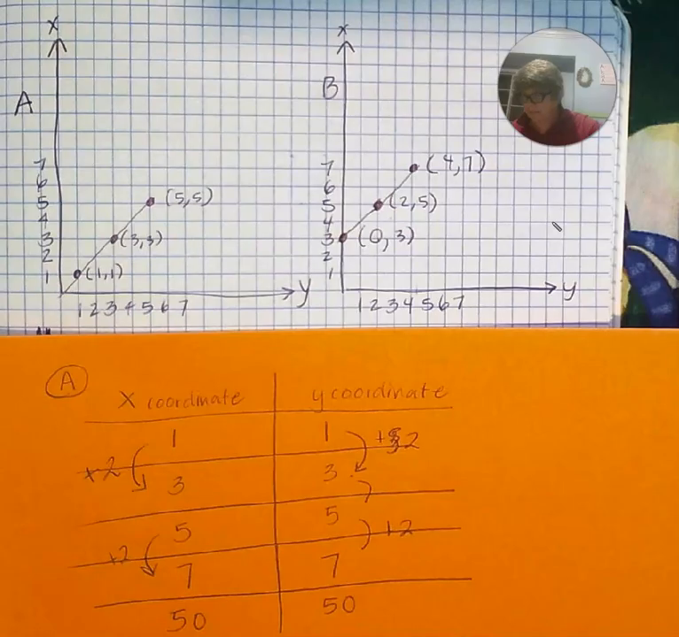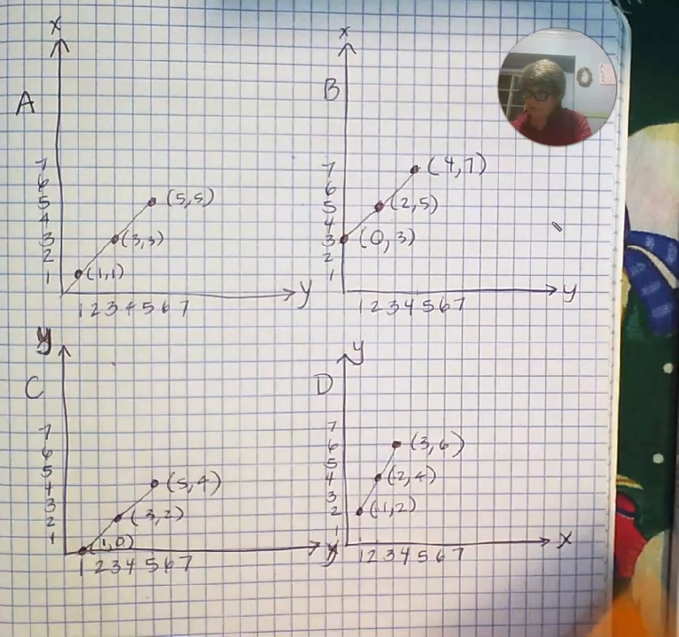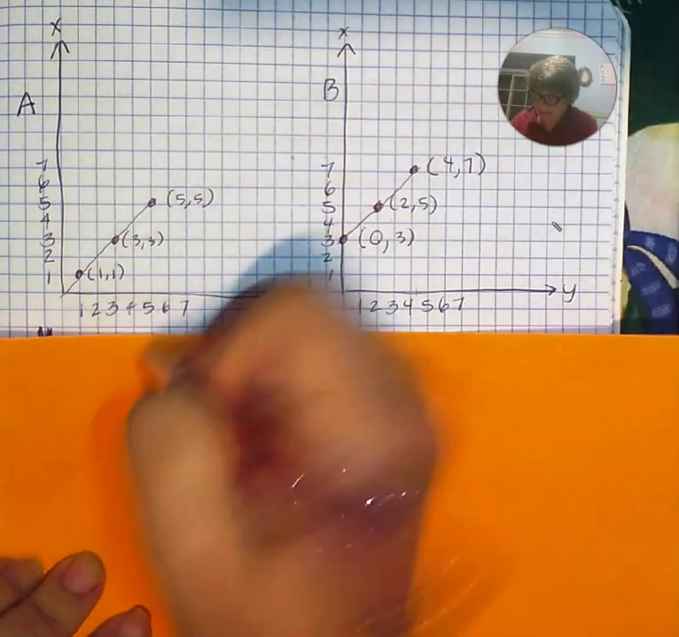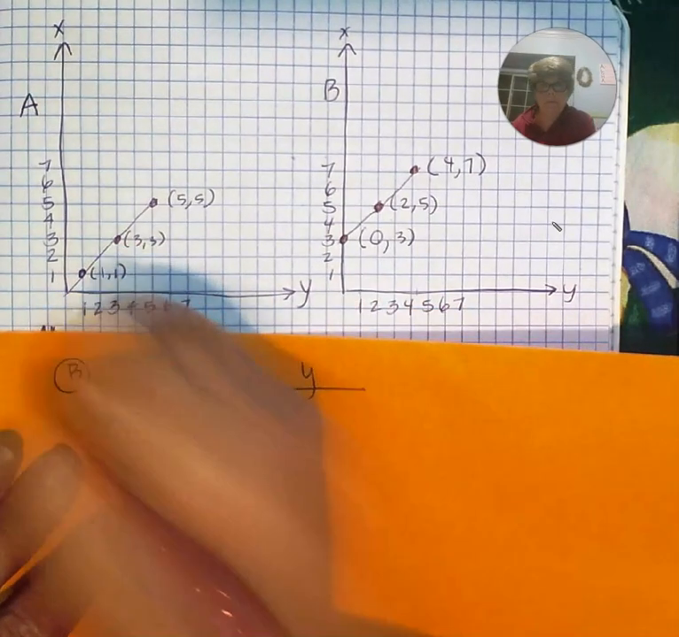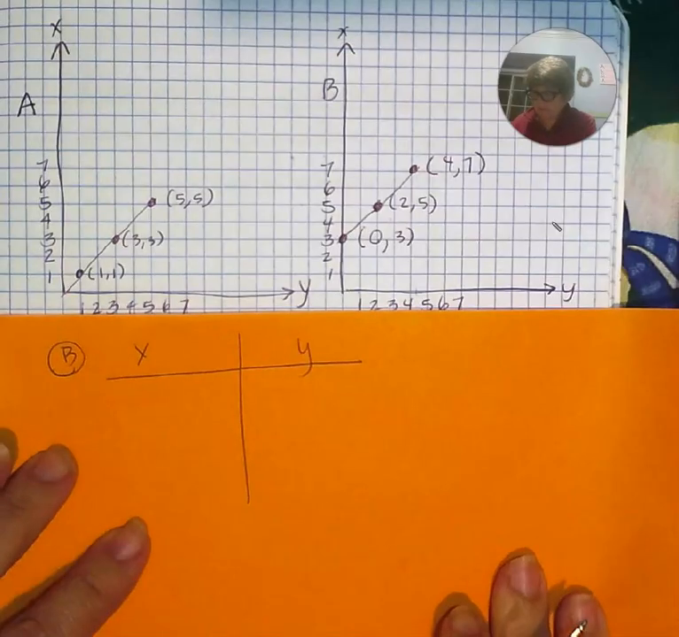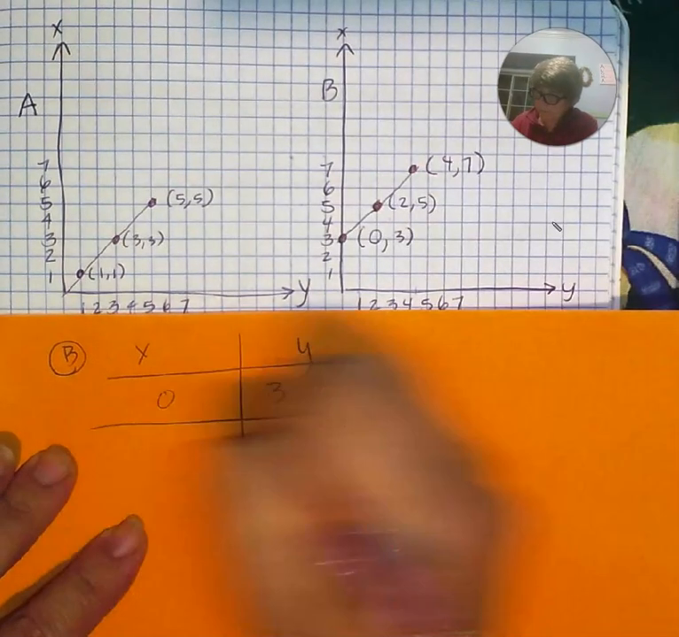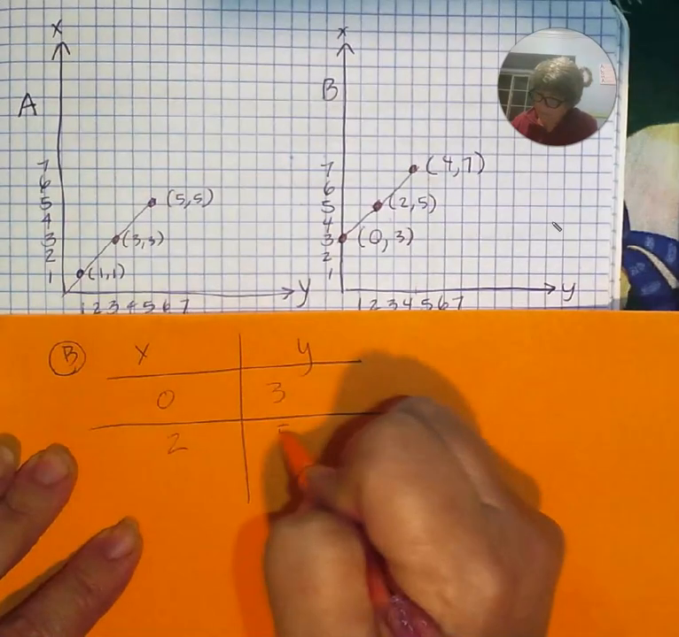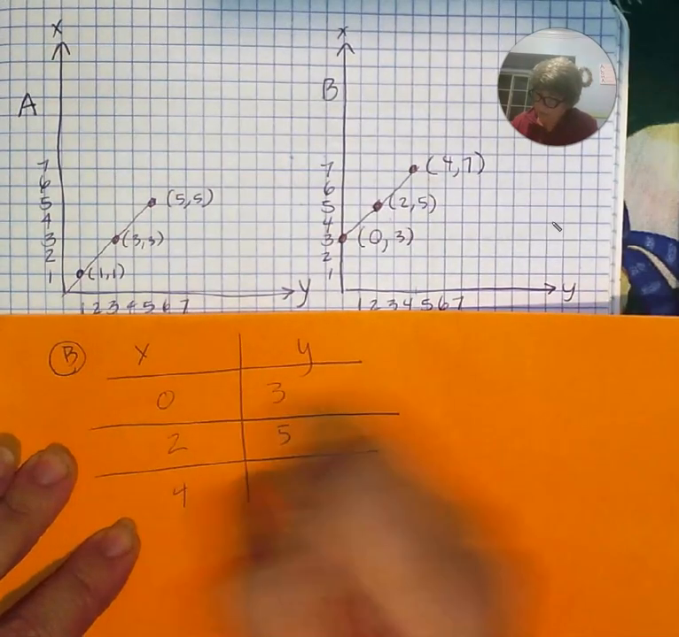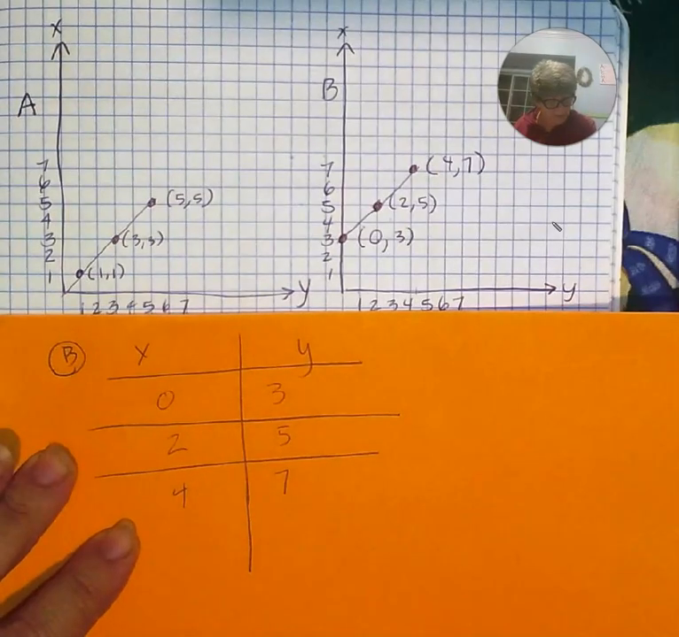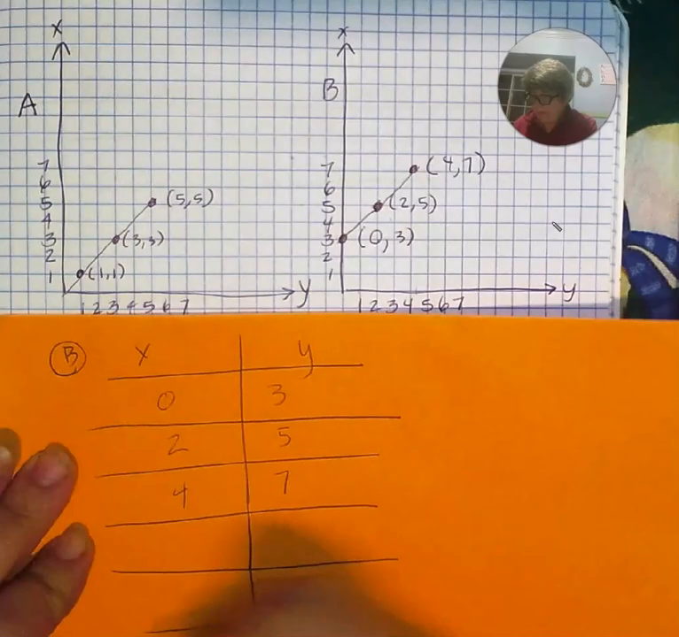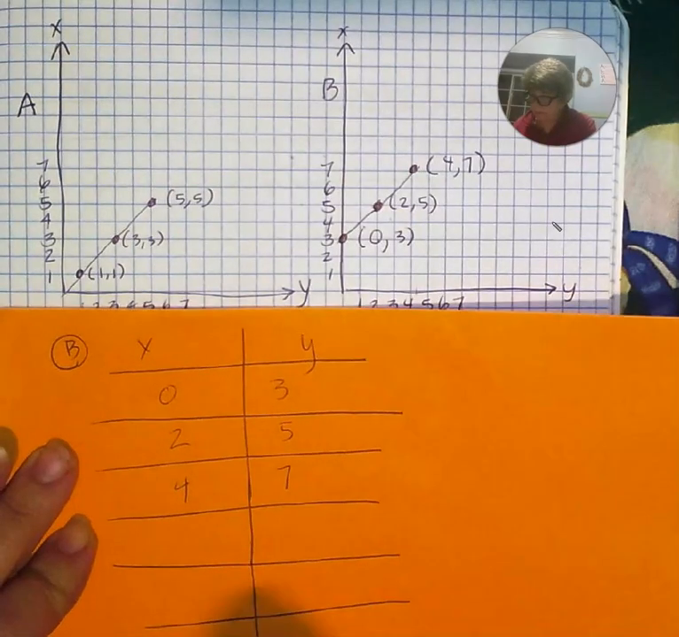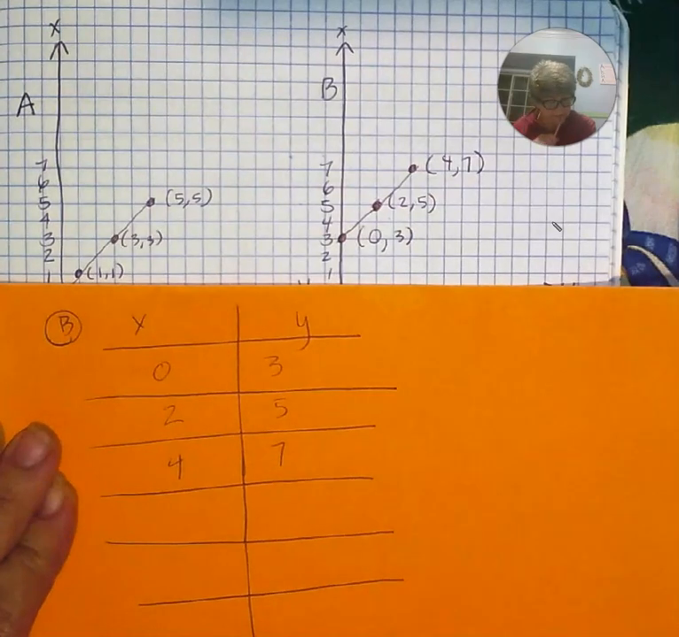Okay, let's look at B. Let's look at our x-coordinate and our y-coordinate now for B. All right, so we have 0, 3, 2, 5, 4, 7. Okay. What would be the next 3 coordinates following our pattern along? Okay, so let's think about our pattern.